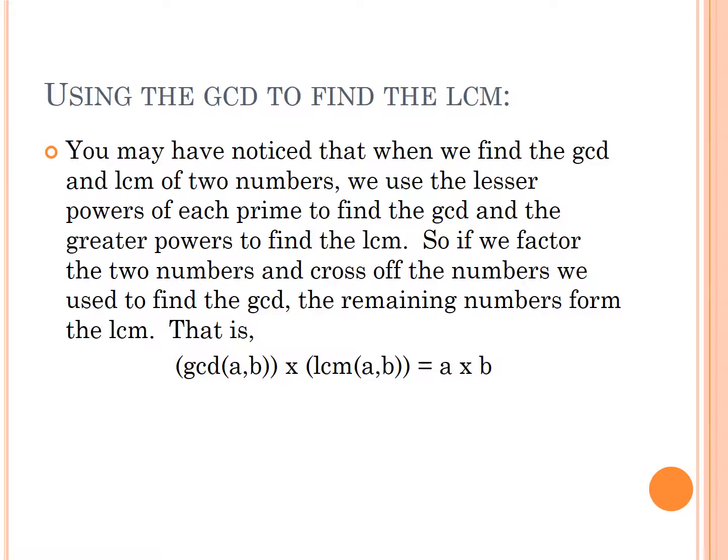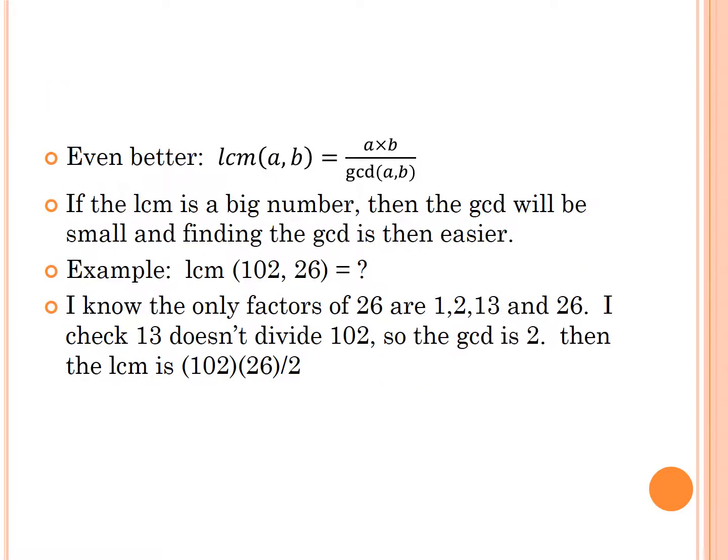So that helps me notice that if I took the GCD, those are the smaller powers of each prime, times the LCM, the bigger powers of each prime, and I multiplied them together, I get the same thing as if I multiplied A and B together in the first place. So I could divide and figure out what the LCM is. It's A times B, I know what A and B are, divided by the GCD. So here's a nice formula.